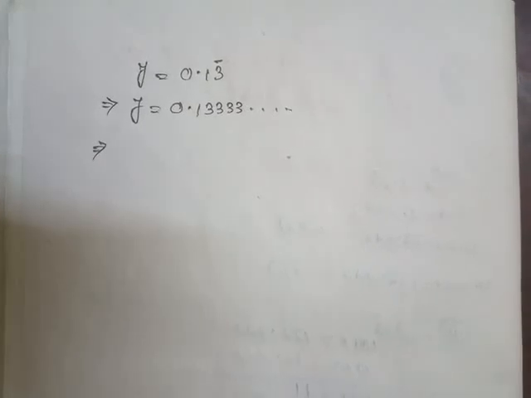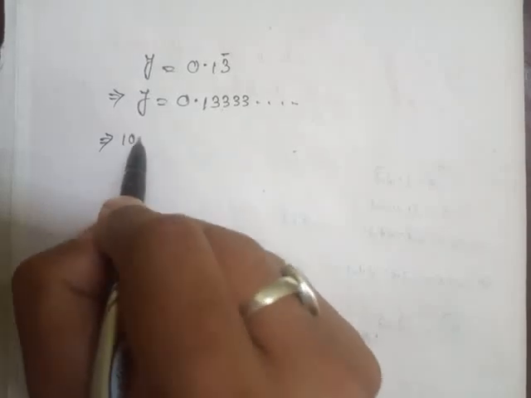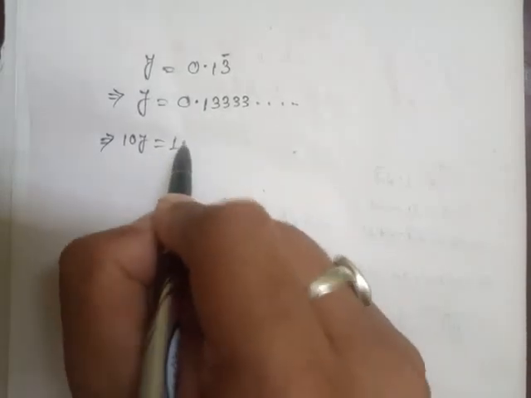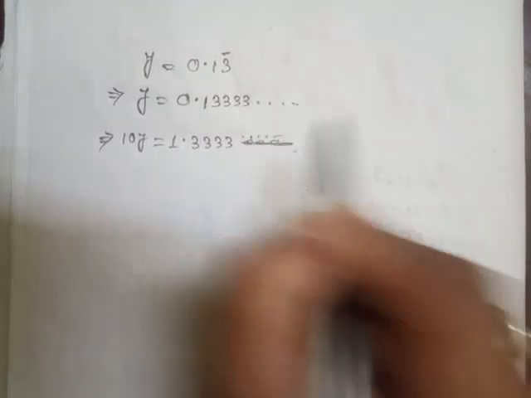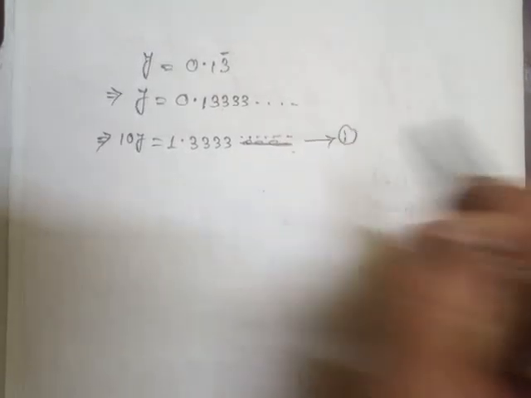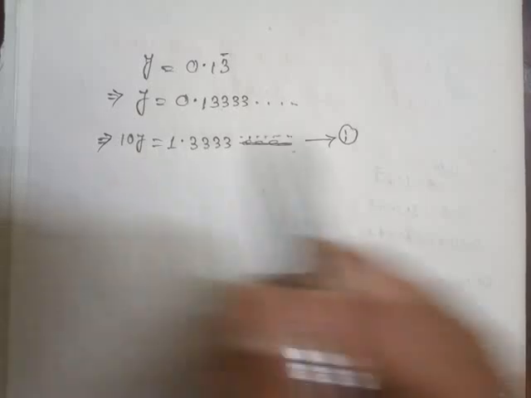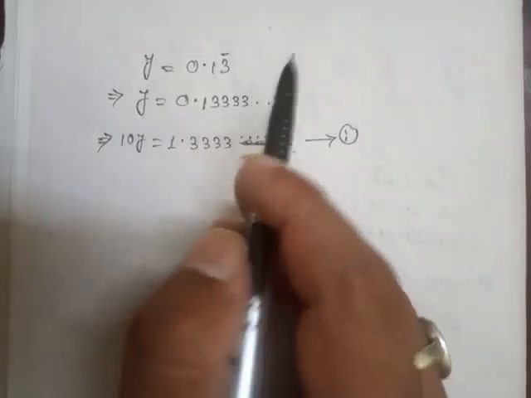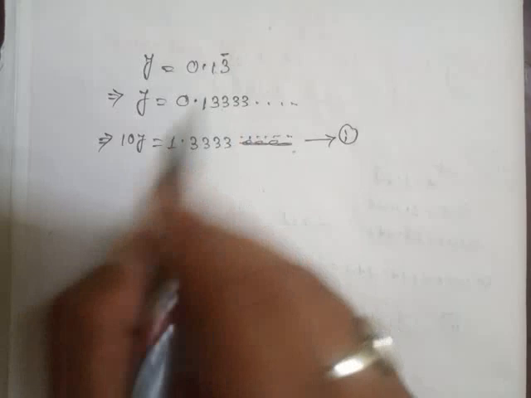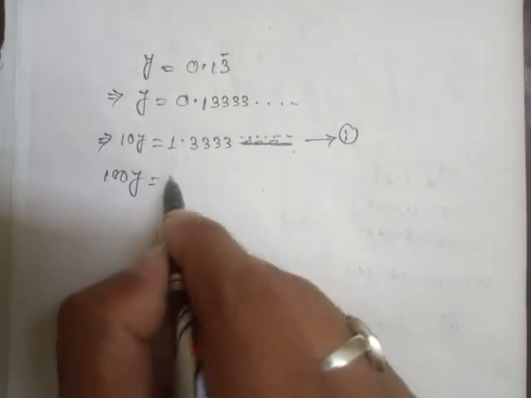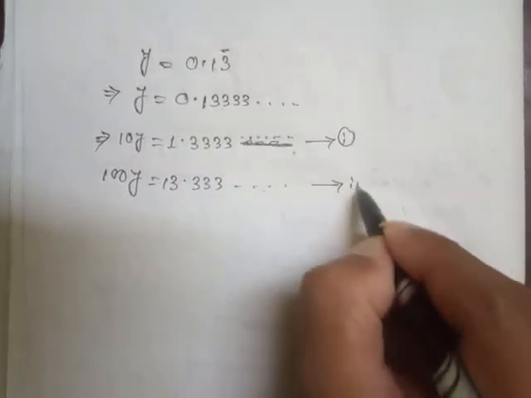For the solution, first I will multiply both sides by 10. Multiplying both sides by 10, 10y equals 1.333 and so on. This is equation number 1. Now again, if I multiply by 100, then 100y equals 13.333 and so on. This is equation number 2.